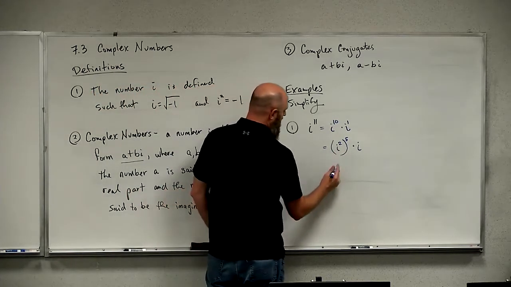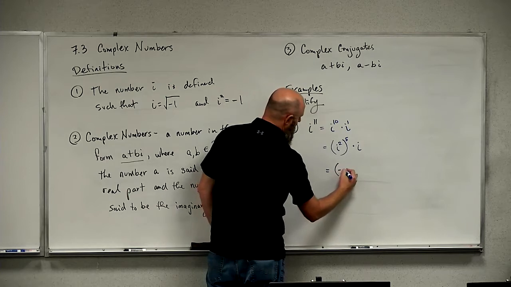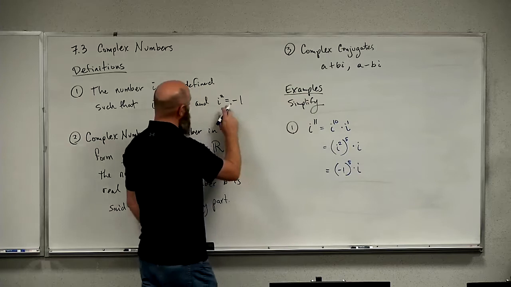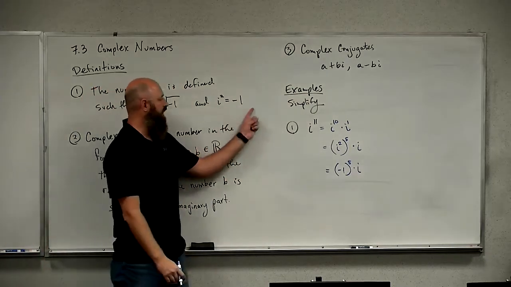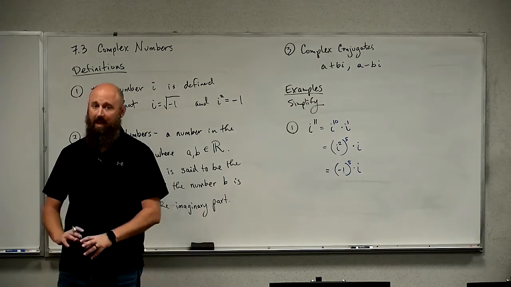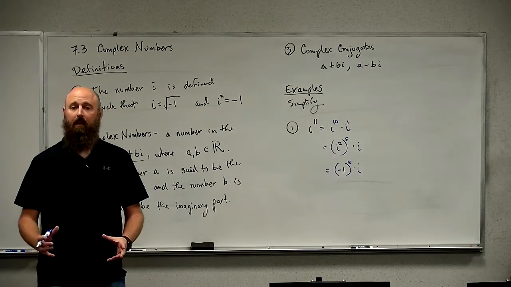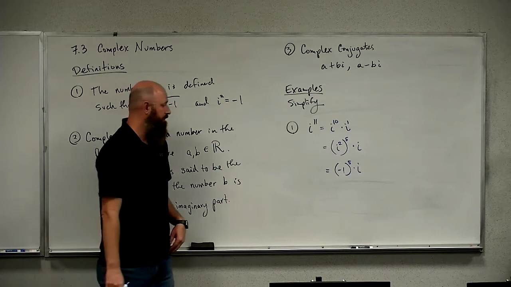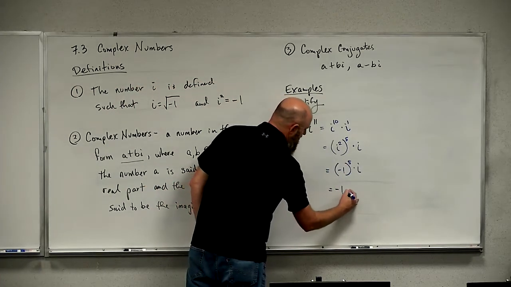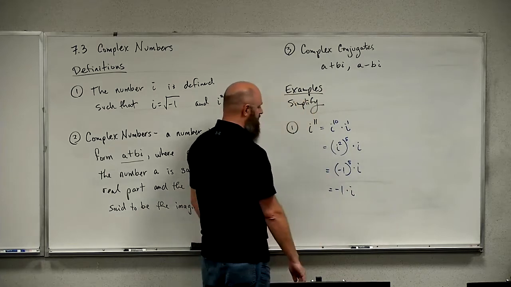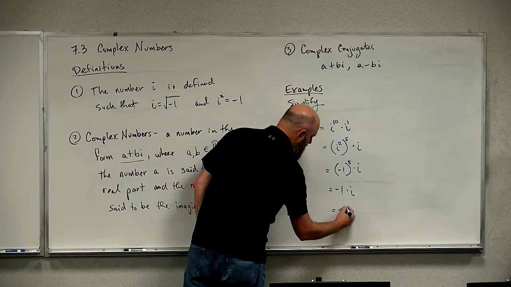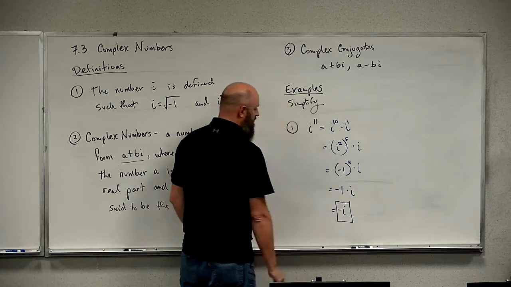All right, well, i squared, we already know i squared. i squared is -1. Okay, by definition, i squared is -1. So now I've got rid of that part of the i, and I can start doing some math work with that. Okay, well, -1 to the 5th power, that's -1 times i. -1 times i is just -i.